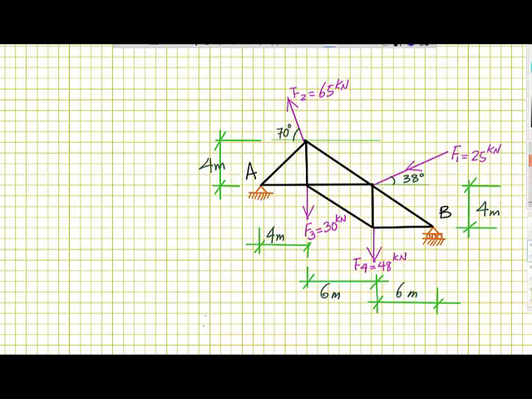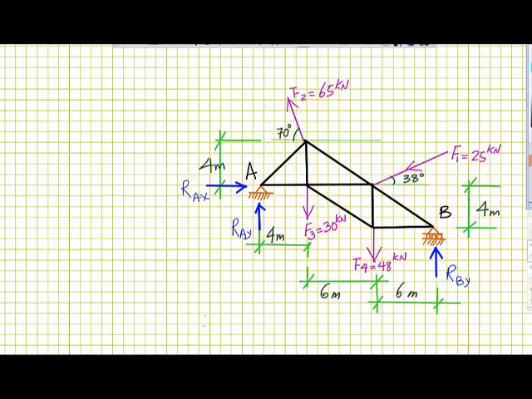I will assume the vertical reaction for the hinge to be in this direction, and for the horizontal we'll assume the direction is this, and for the roller we have only a vertical reaction. I will assume the direction for the roller to be upwards. For the naming, this will be reaction at B, this will be reaction A in y direction, and this will be reaction A in x direction.